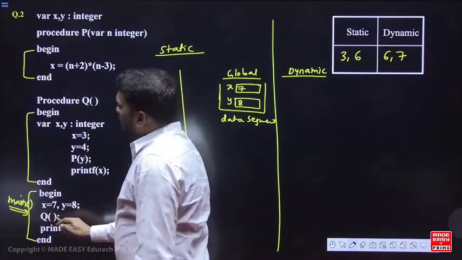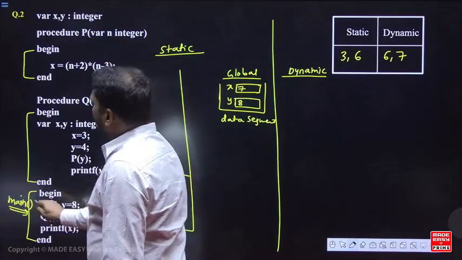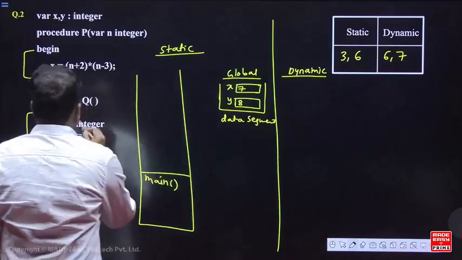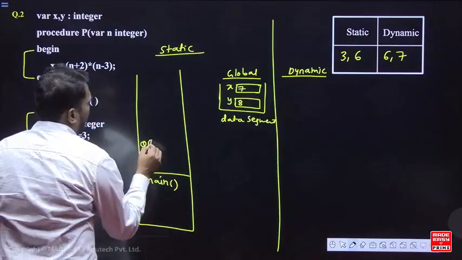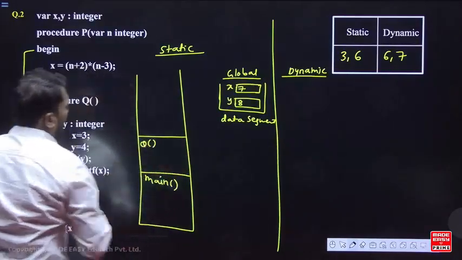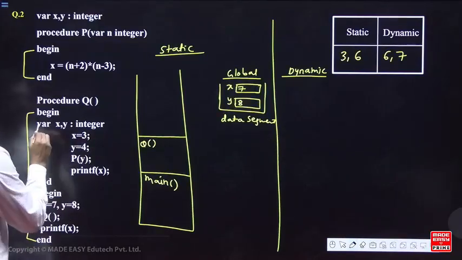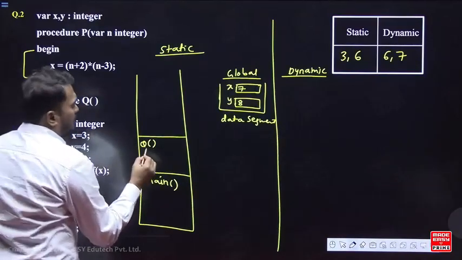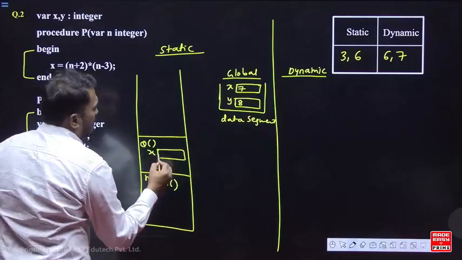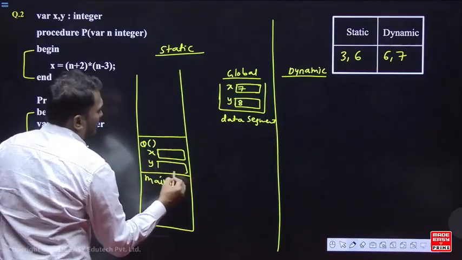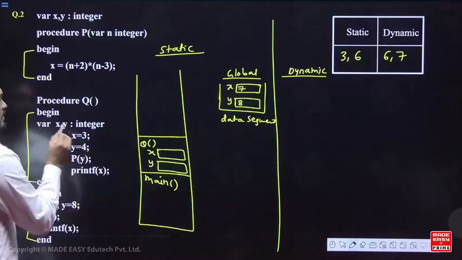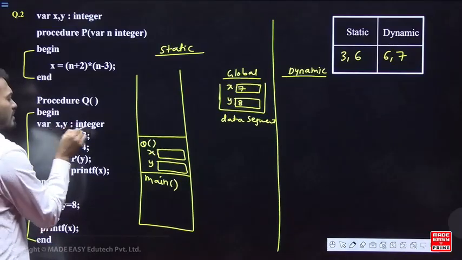So next you are calling the function q here. Okay, in the main you are calling the function q. When you call the function q, the q function will be pushed into stack. And here x comma y integer. So look at here, x is integer, and y is also integer. So next it is a declaration here. So these are the local variables.